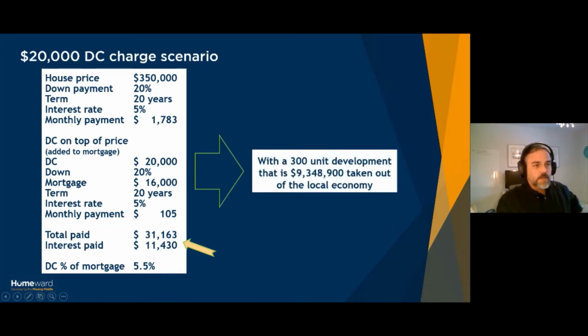Well, if you have a 300-unit development, that's the equivalent of almost $9.5 million taken out of the local economy because of the development charges that are on there. Now, again, I'm not saying that all development charges are excessive, but we need to be very careful about what we're trying to fund through them, because it is the homeowners that will end up paying that in the end. And if we are talking about housing attainability, that is a serious issue that we need to understand.